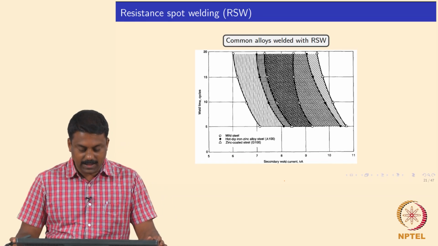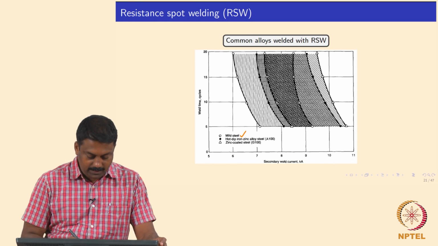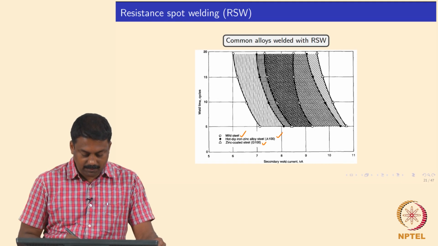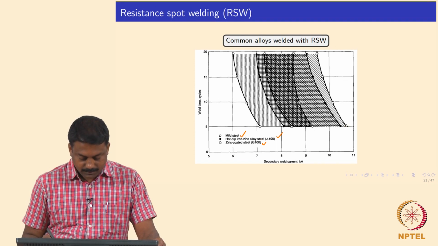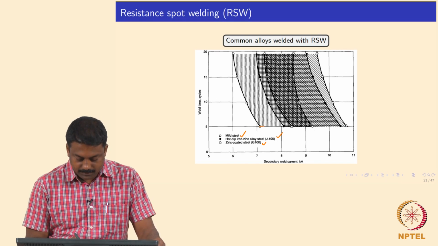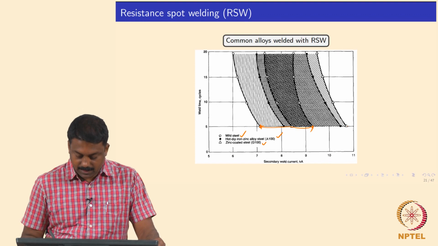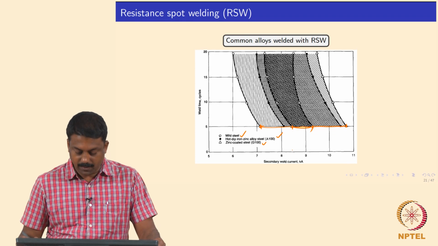So these are common thermal cycles. We use them for alloys like, for example, mild steel, zinc coated or deep zinc coated, and electro galvanized material. If you compare with the bare sheet, you always need a higher current for zinc coated steel, isn't it. In this case, the mild steel is operated between these regions. And then this is for electro zinc coated.